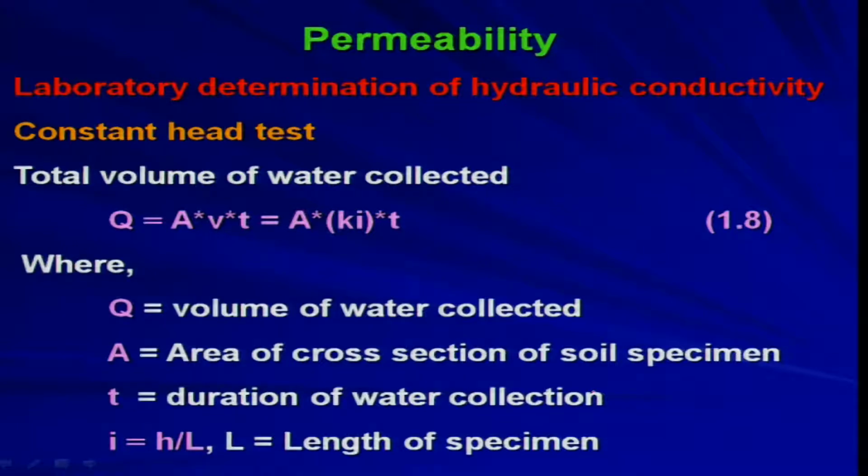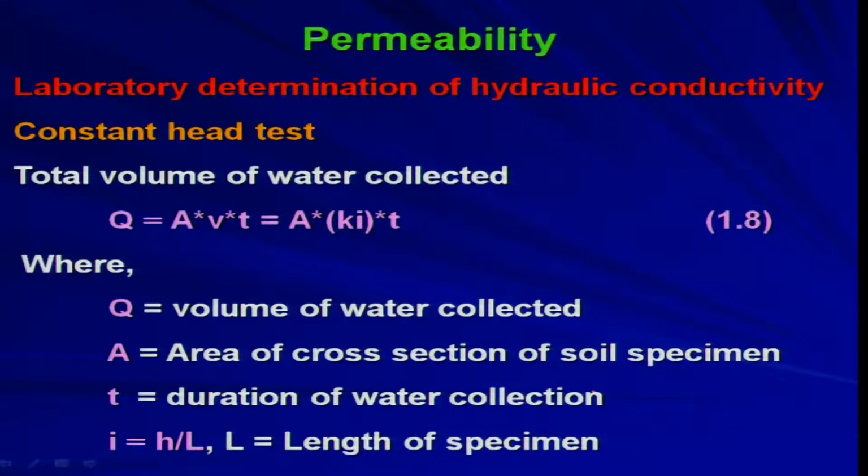Where Q is the volume of water collected, A is the area of cross section of the soil specimen, small t is the duration of water collection, and i is the hydraulic gradient, which is nothing but the head loss divided by the length through which the flow is occurring. Head loss is h, because that is the head difference between the entry level and the exit level. So, h by L will give you the hydraulic gradient i, where L is the length of the specimen.